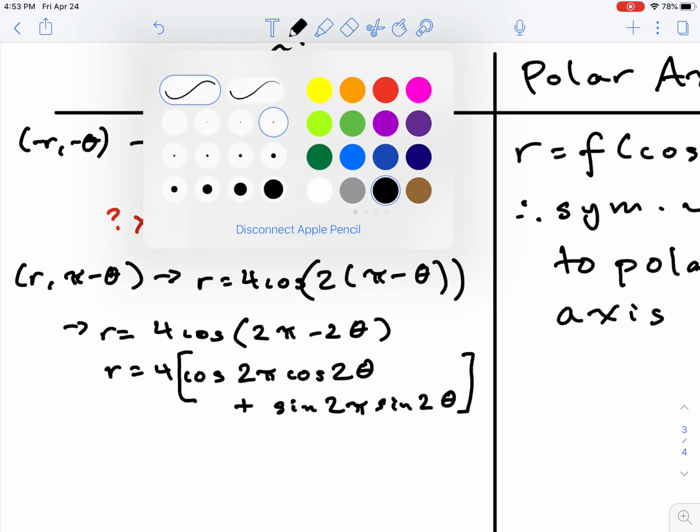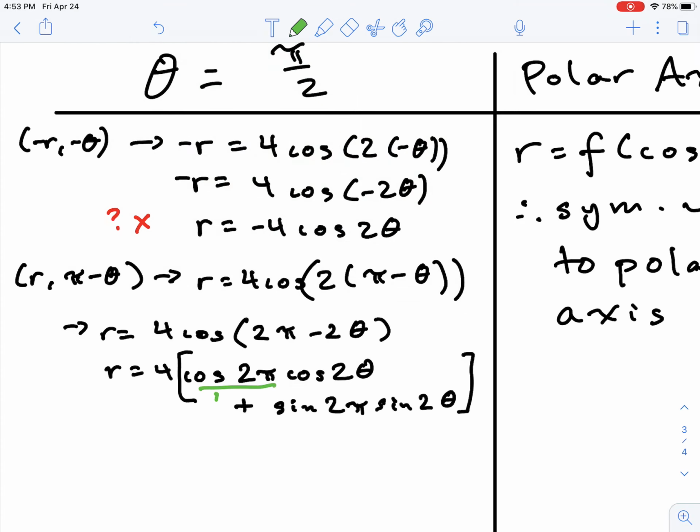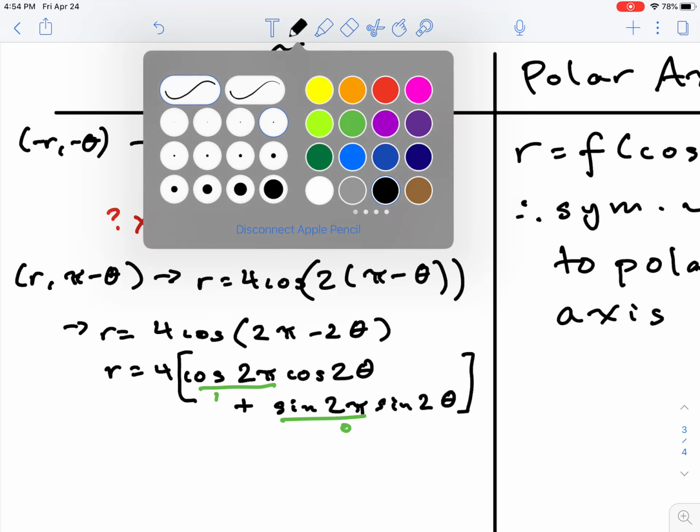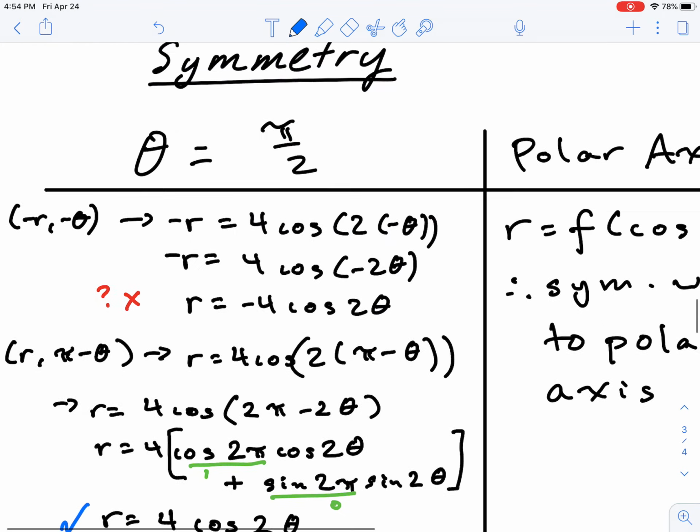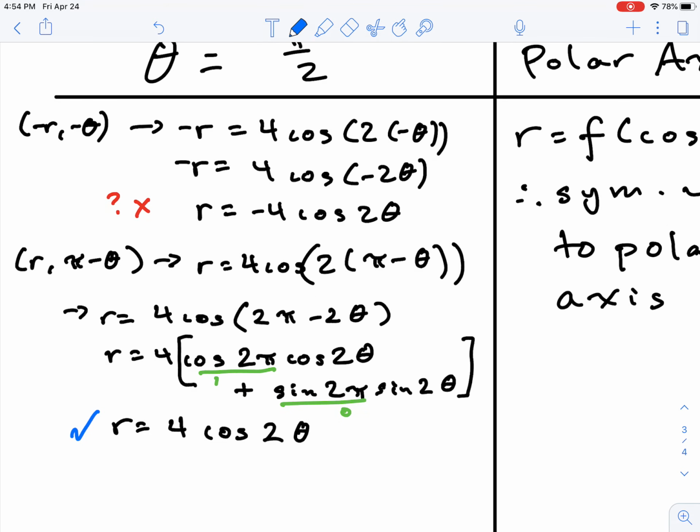Quickly evaluating this, we know that the cosine of 2π is equal to 1, and the sine of 2π is equal to 0. So what that really does is allow us to rewrite this as r is equal to 4 times the cosine of whatever was left over, in this case 2θ. Well, here we have it. We see that it's the same exact equation as our original equation. Therefore, we know that it is symmetric with respect to θ = π/2. So let's write that. Symmetric with respect to θ = π/2, which meant that this up here actually was an equivalent equation. We just didn't know it yet. Again, it doesn't mean it's the same equation. It just means it does result in the same polar graph.